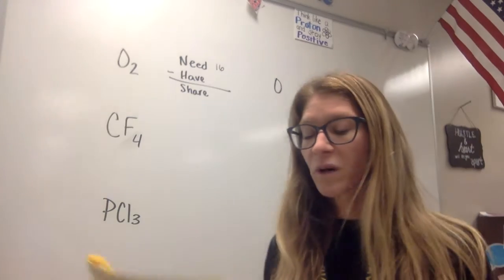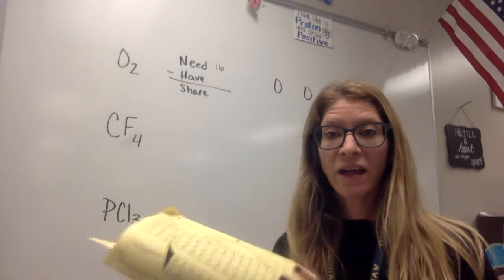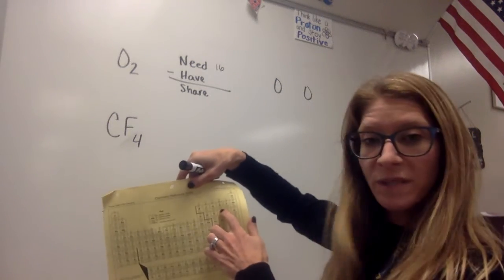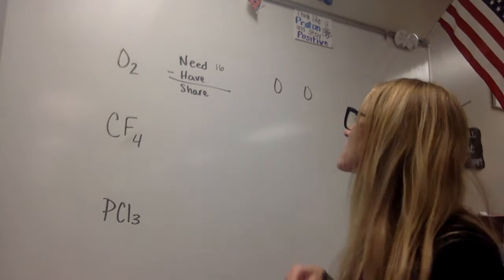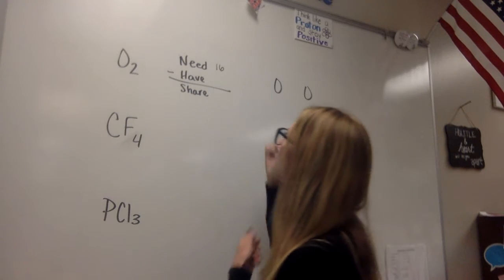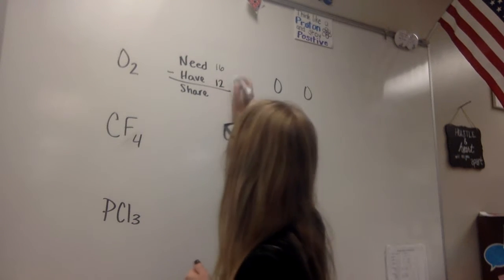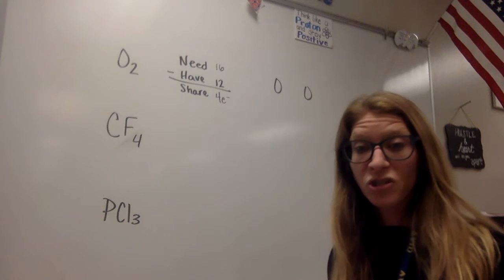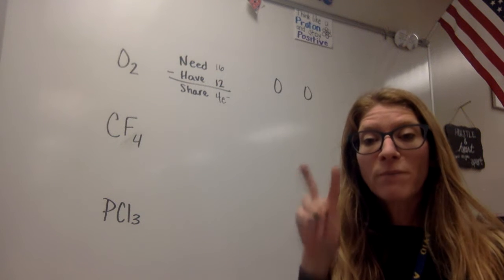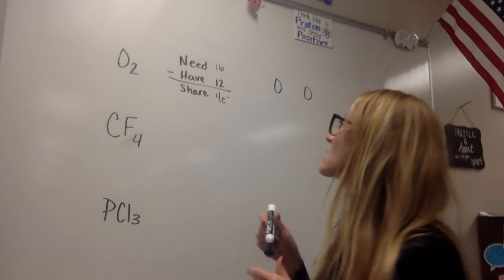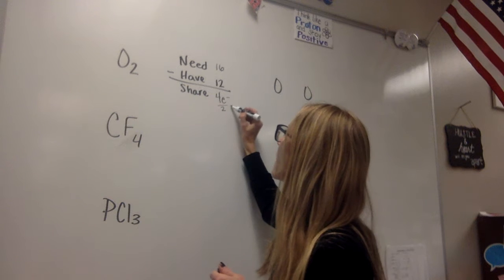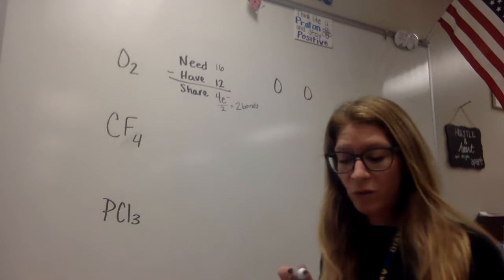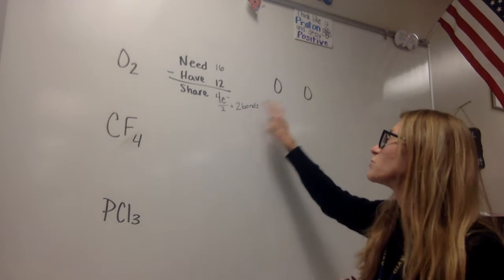The have is how many electrons they actually have when you look at the periodic table. Oxygen is in group 6, so oxygen would have 6 valence electrons. Each oxygen has 6, so 6 times 2 is 12. When you subtract these, you get how many electrons are being shared. Remember, one bond represents 2 electrons. So if we divide this in half, this would show how many bonds the drawing would have. This drawing will have 2 bonds.